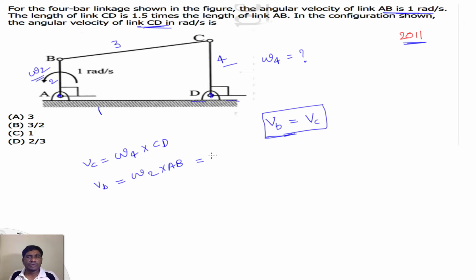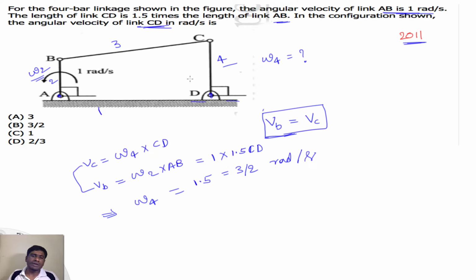But omega 2 equals 1 radian per second. Here, what is the length of AB? The length of AB equals 1.5 times CD. So from these two, by equating, we get omega 4, where CD will get cancelled. So omega 4 equals 1.5, that is 3.2 radian per second.